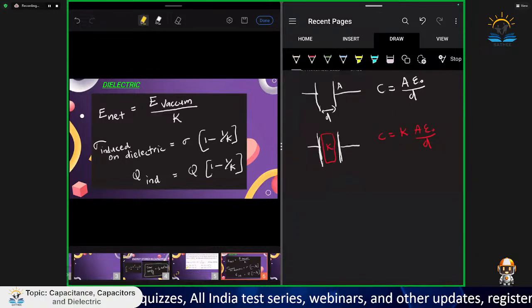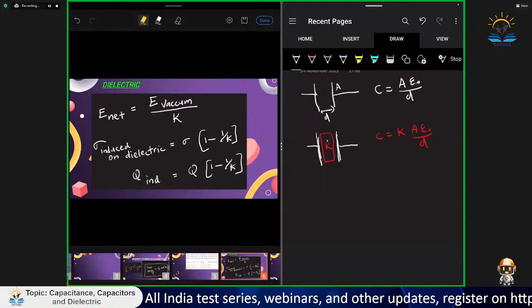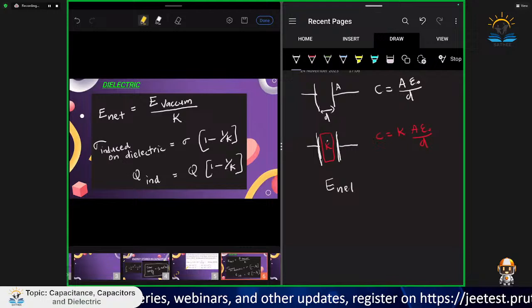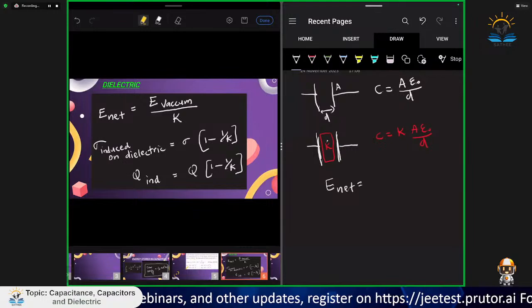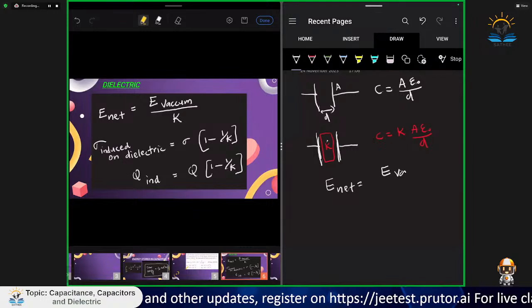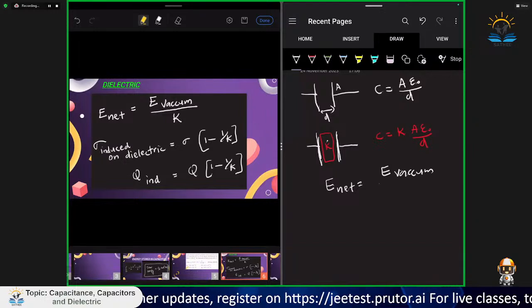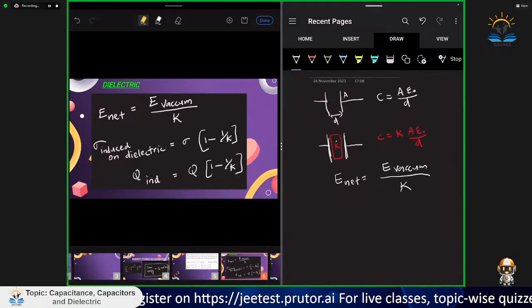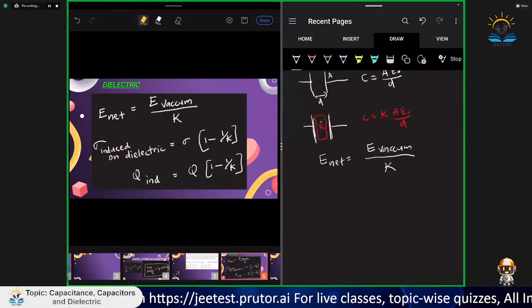Next, two more formulas. See, the electric field here will also change. The net electric field inside the dielectric will be the electric field present in the vacuum divided by K. Just divided by K. Next is C.